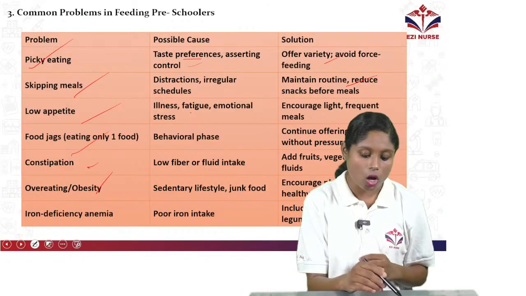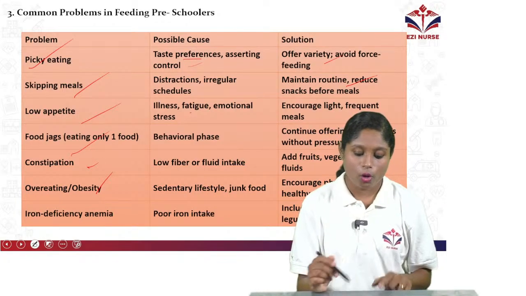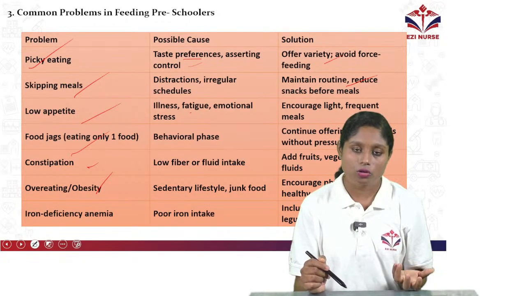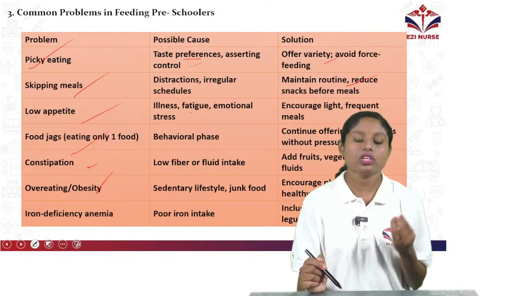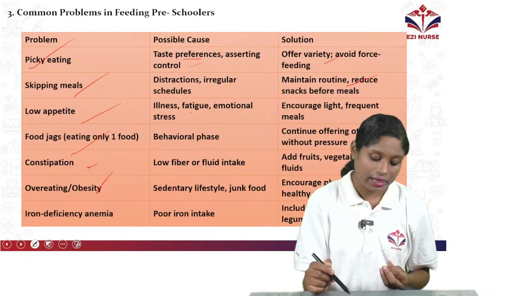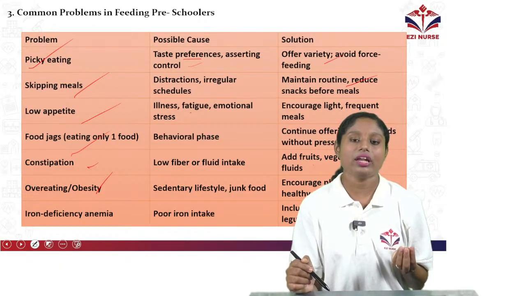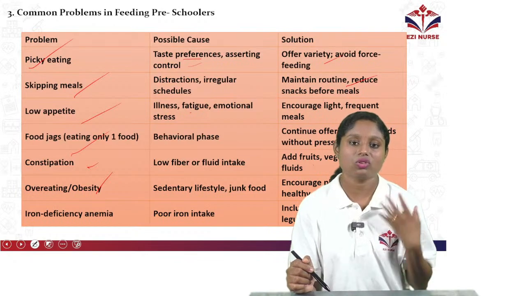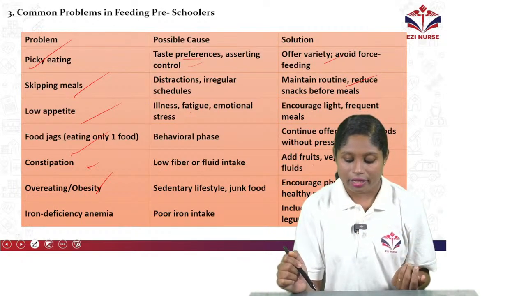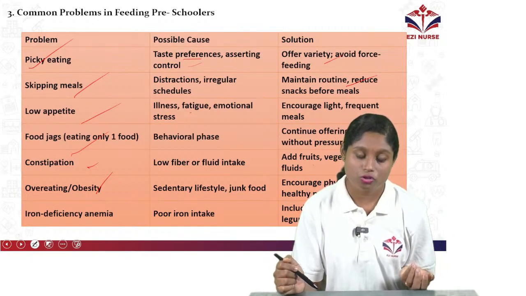Next is constipation. Low fiber or fluid intake is the cause for constipation. So add fruits and vegetables and more fluid in their diet. Overeating or obesity: sedentary lifestyle without any physical activities, having junk food. Encourage physical activity and healthy portions should be given.